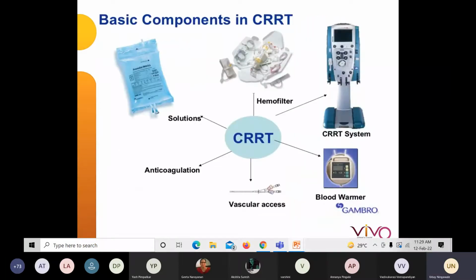For CRRT performance, we require the CRRT system, that is the machine. Then there is a CRRT kit, that is the hemofilter. It contains the semi-permeable membrane, and various tubes and pressure gauges are built into it. Also, we require a blood warmer. A blood warmer is required when you are giving the solutions.